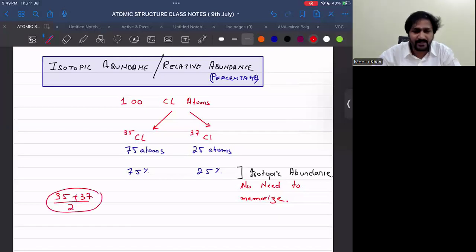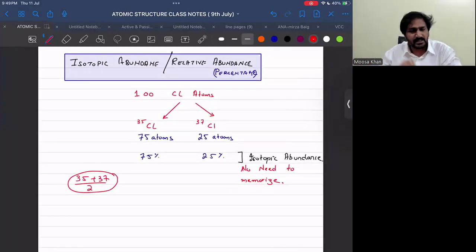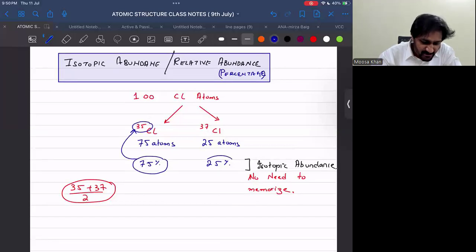This is only possible if the percentages of both isotopes are 50-50%. If both were 50-50%, we would add them and divide by 2. Here we have one isotope with a percentage of 75, the other isotope with a percentage of 25. So we have to take the average on the basis of their percentages. Yes Amna, on the basis of percentages. And how do you take the average on the basis of percentages? 75% of the mass should be from the chlorine 35 isotope and 25% of the mass should be from the chlorine 37 isotope.